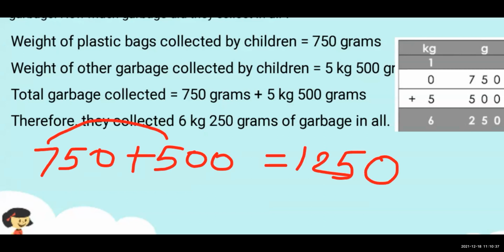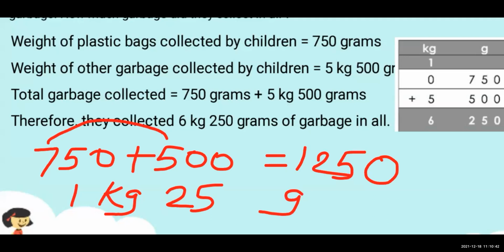Now how we will write? 1 kg 250 gram. Clear? That means 1 we should add over here and 250 will be written over here. So 5 plus 1 will become 6. So altogether how much they have collected? Altogether they have collected 6 kg 250 gram. So the last statement would be, therefore they collected 6 kg 250 gram of garbage in all.